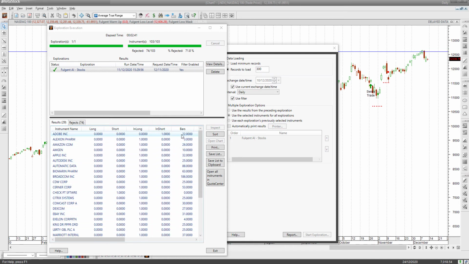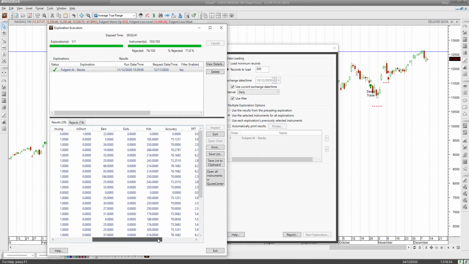The bars column, 22 bars, 3 bars, these are the bars into the trade. So you can see Exelon Pharmaceuticals, which is a long, is 3 days into the trade. Amgen, which is a long, is 10 days into a trade. Apple is 32 days into a trade. We've identified some of these older trades in previous AI Traders Live webinars.